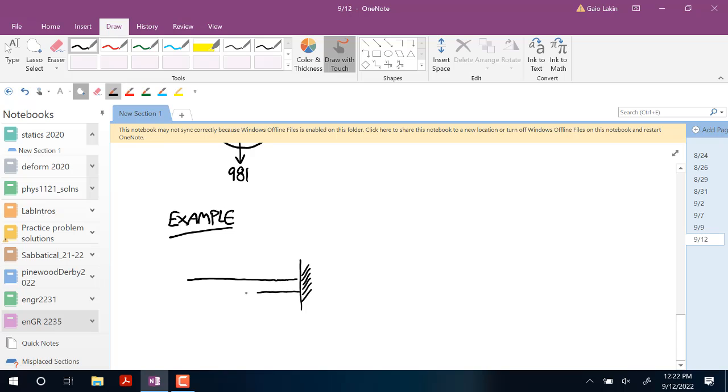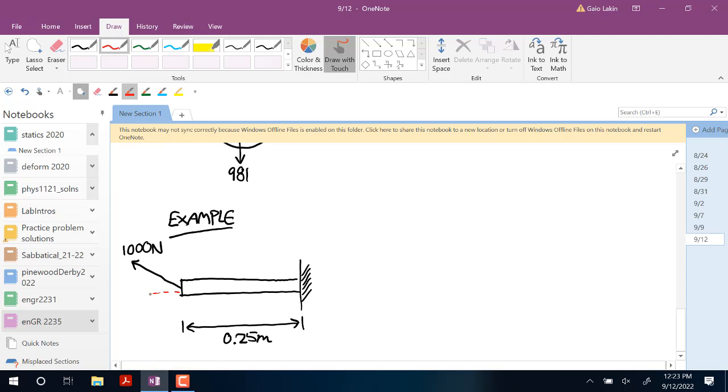Okay, now this time we have a cantilever beam that's connected to the wall by a fixed joint on the right end. This beam has a length of 0.25 meters. And there's a force of 1,000 newtons applied at the left. And this angle is 30 degrees. And the mass of this beam is 3 kilograms. So calculate the external loads on the beam.